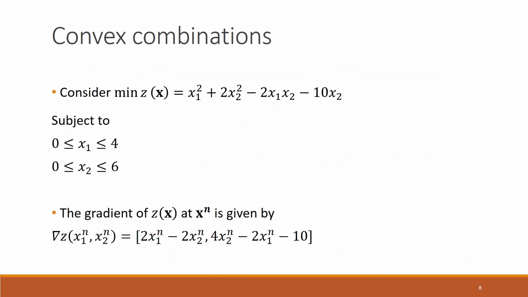Okay. So let us consider this example here. Suppose we want to minimize this function z, which is varying with two variables here, x1 and x2, subject to two constraints that we have here. Now this is a convex objective function, and these are linear constraints.